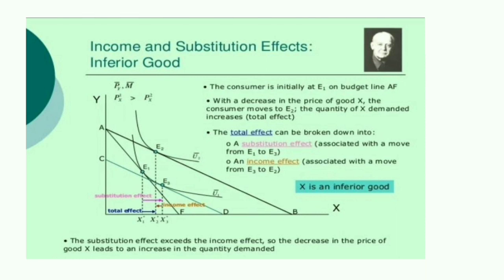If X is an inferior good, then the substitution effect exceeds the income effect, so the decrease in the price of good X leads to an increase in the quantity demanded.